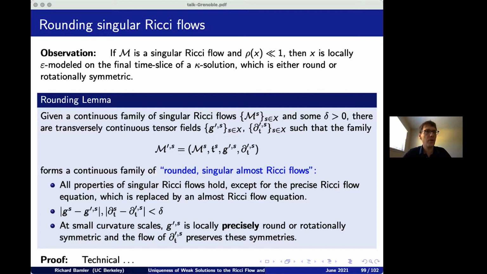Okay? So you're working in regions that are almost rotationally symmetric, and you just have to find some canonical way of turning this into precise rotational symmetry. Okay? And so maybe the crux of this lemma is that this can be done in a continuous fashion. Okay? So we really end up with a continuous family of rounded singular almost Ricci flows. All right, so if this is too technical, you can just always assume that our singular Ricci flows are rotationally symmetric for the remainder of this chapter.